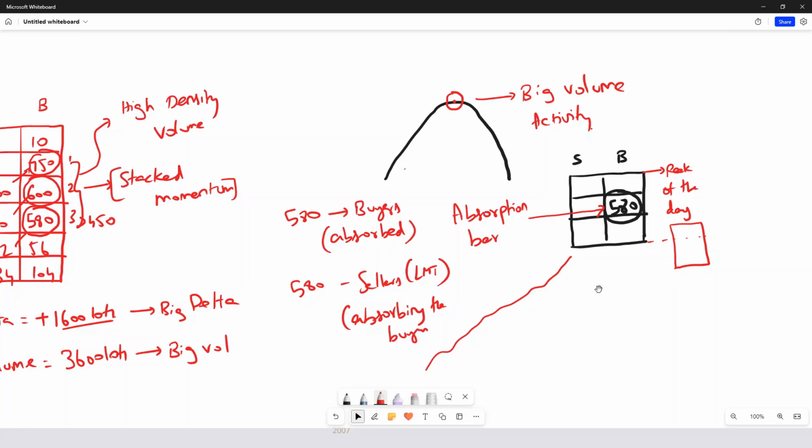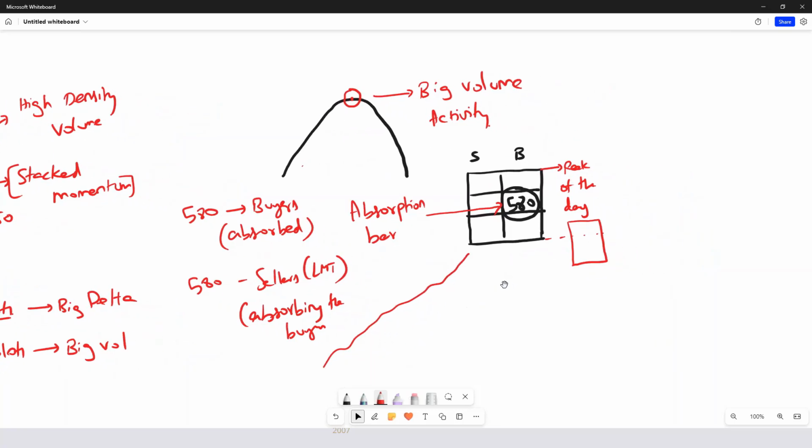Are you clear about what is absorption and what is initiative drive? Initiative drive is more of a directional fashion. Absorption is more of a trend reversal. In both cases, volume will be at the highest. Alright. If you have any questions on this, let me answer immediately. If you are clear, please type clear so that I get a fair idea that you are able to understand the concept of initiative drive and absorption.